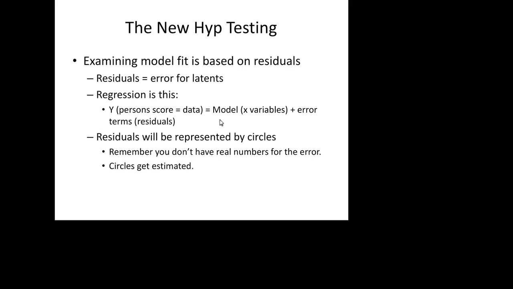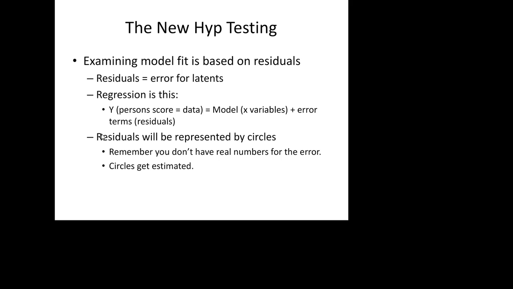So the way we examine how good we did is model fit, and that's based on residuals. Residuals are technically the error terms for latent variables. In normal regression, a person's score, the real data that you have for a person, equals some sort of model, so X variables, plus error terms, which are residuals.